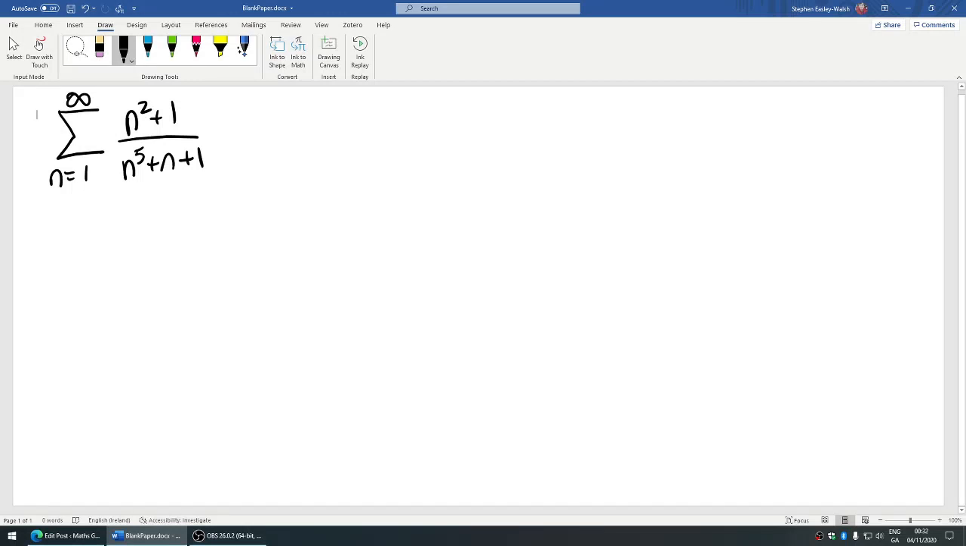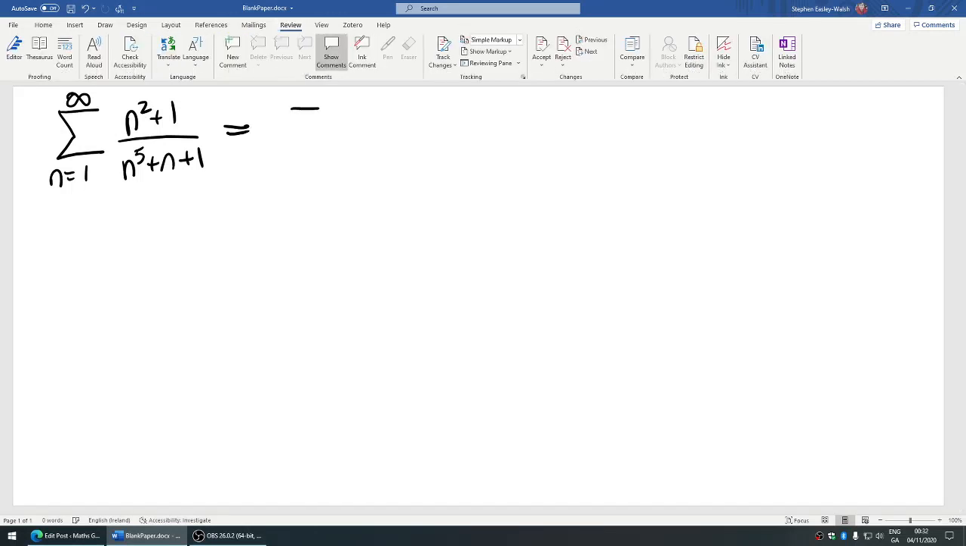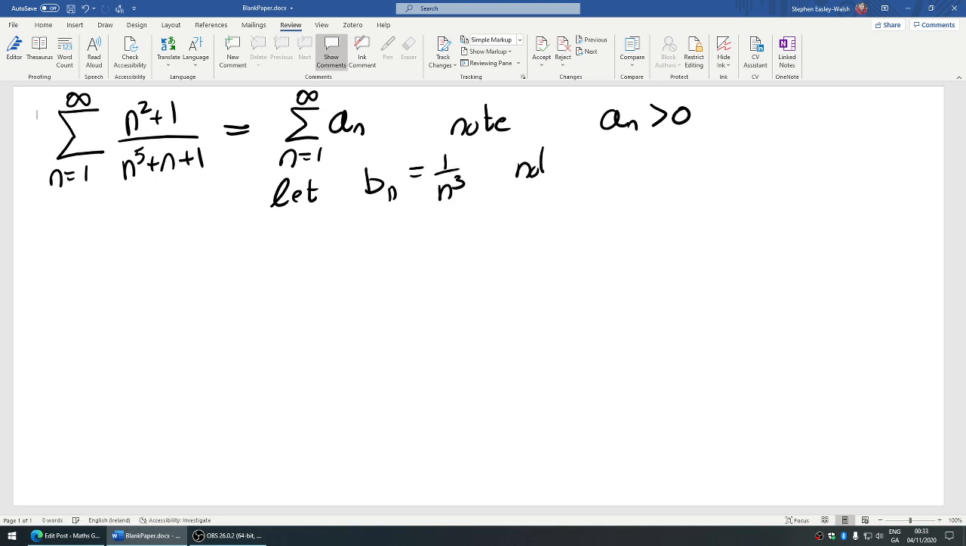Okay, so if we look here, we'll just call this sequence An, and we should note that clearly An is a positive sequence. Now, we shall let Bn equal 1 over n cubed, and we note that Bn is also a positive sequence. Okay, let's calculate the limit of An over Bn.